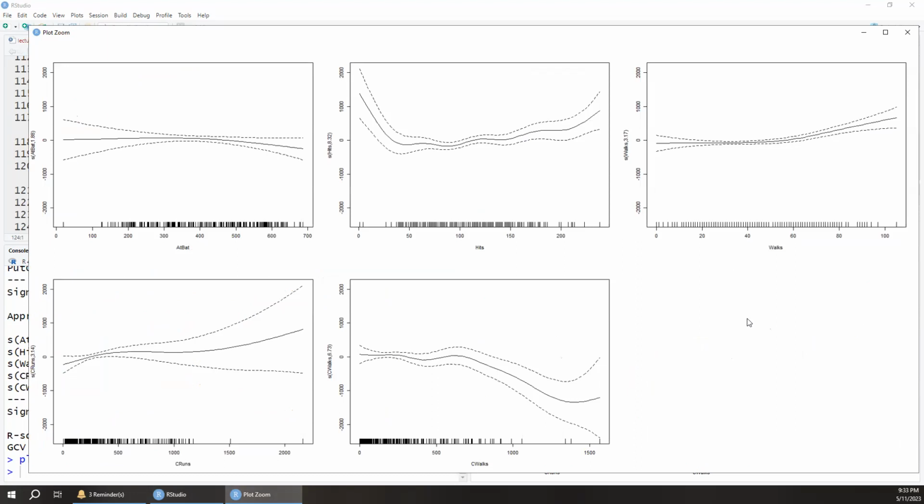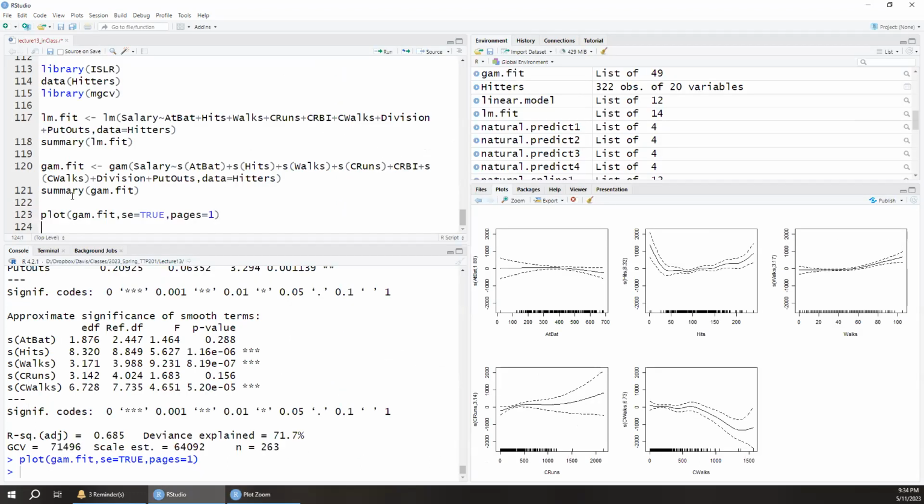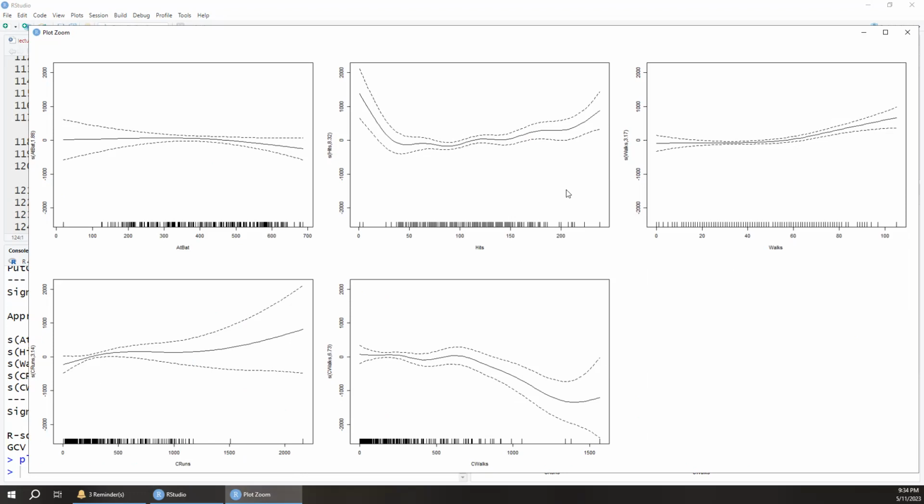Okay, what the heck are we looking at? So this is a visual representation of the individual fits as it relates to my outcome variable. Okay, so what does that mean? So to pay extra attention here, I found this is one area that has caused some confusion amongst students in the past. So if I were to do this plot for the 3 variables that I'd left out, CRBI, division, and putouts, what you would see is a straight line.